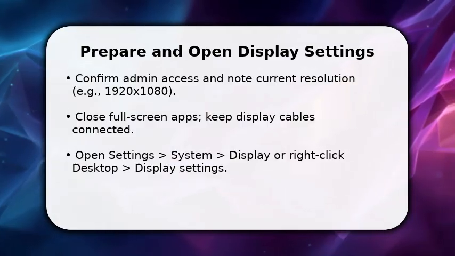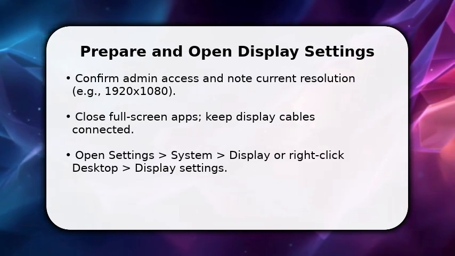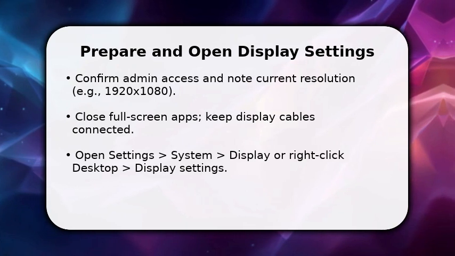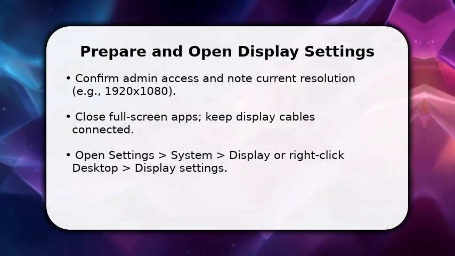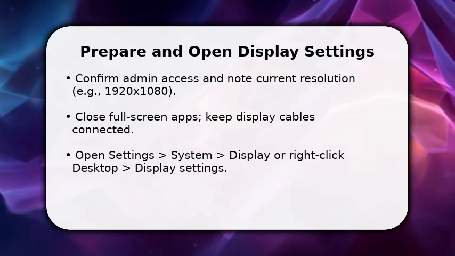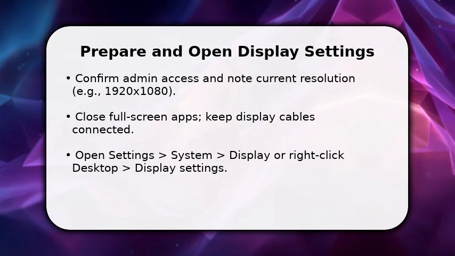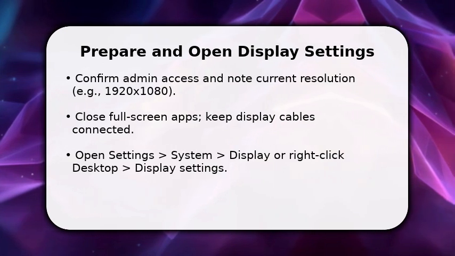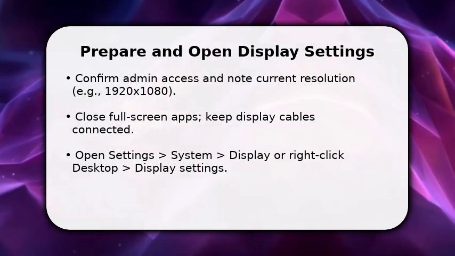You start by confirming you have admin access and noting the current resolution so you can revert if needed. Once done, close full screen programs and ensure display cables are secure because changing resolution can disrupt outputs. Now open Settings, go to System then Display, or right-click the desktop and choose Display Settings. This takes you directly to the controls.